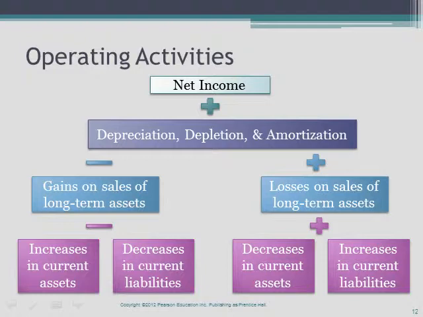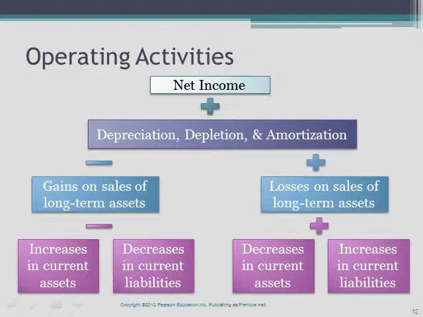The reasoning is as follows. An increase in another current asset decreases cash. It takes cash to acquire assets. Suppose you make a sale on account: accounts receivable is increased, but cash isn't affected. A decrease in another current asset increases cash. Suppose a company's accounts receivable balance decreased by $4,000. Cash receipts cause accounts receivable to decrease, so we add decreases in accounts receivable and other current assets to net income.